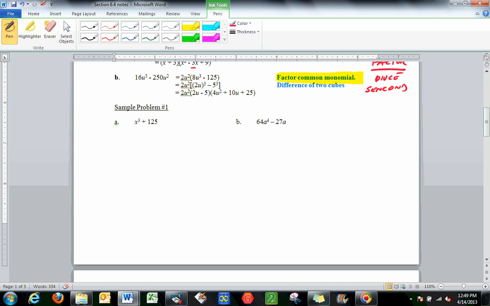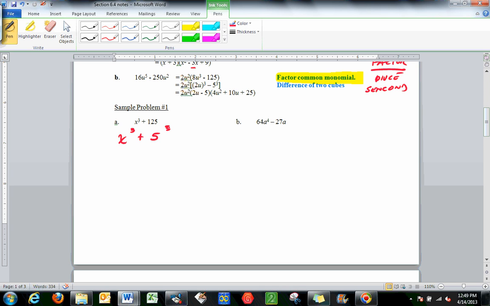Okay. Let's take a look at sample problem 1, part A. If you look at this, x to the third is clearly a perfect cube. But we're dealing with 125, and if you recall, 125 is the perfect cube of 5, so we can really rewrite this as x to the third plus 5 to the third.